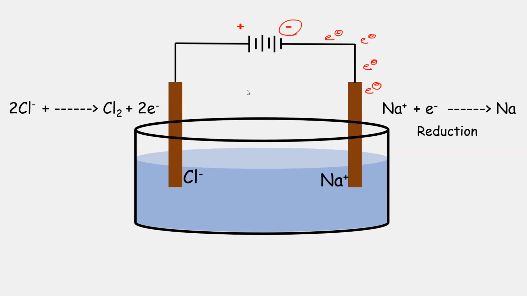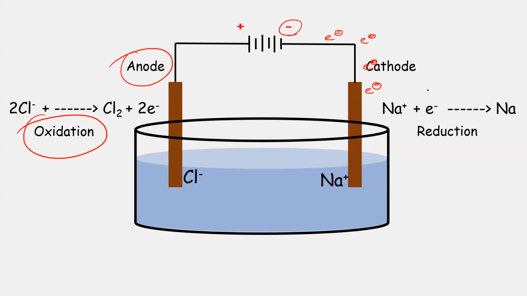Sir, chlorine. Oxidation. Yes, loss of electron, right? So this will be oxidation. Okay. Now tell me the anode and the cathode. Which will be anode and which will be cathode? Na will be anode, right? Very good. Where oxidation happens, that is the anode. Yes, oxidation is anode.